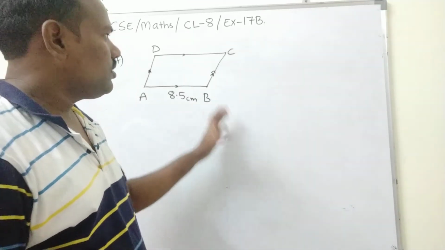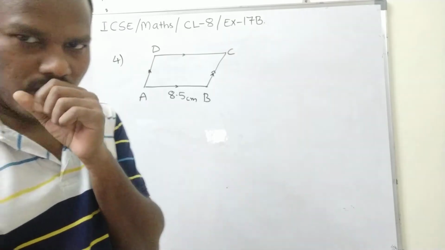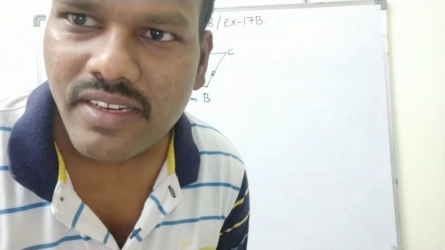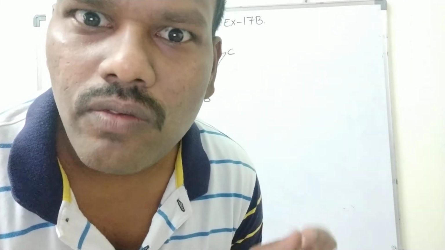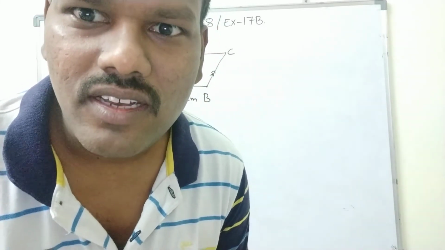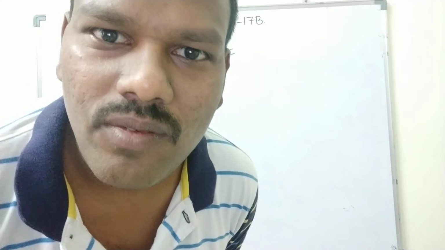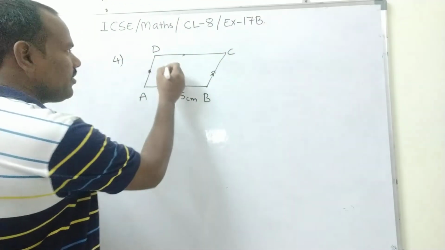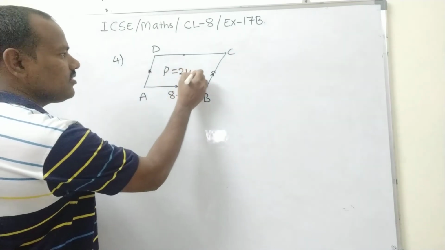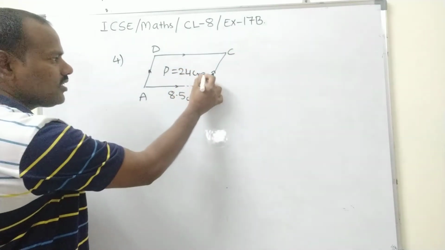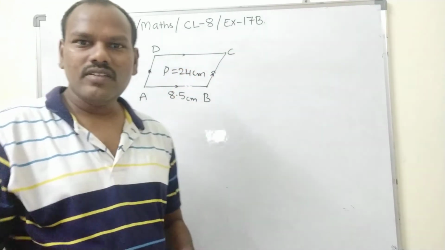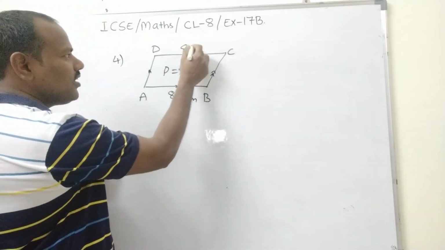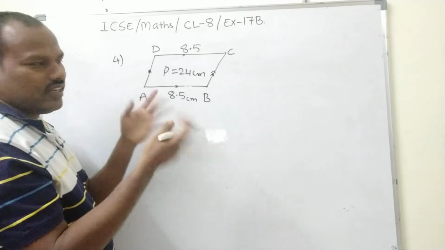So ABCD is a parallelogram in which base AB is given as 8.5 centimeters. Now we need to find out all the other sides. What is given? Perimeter is also given, 24 centimeters. Now let us find out all the remaining. So we know opposite sides are parallel as well as equal. Not only parallel, both are equal.